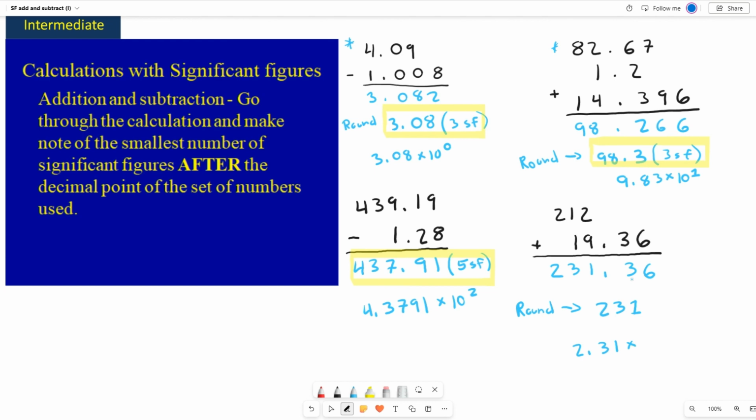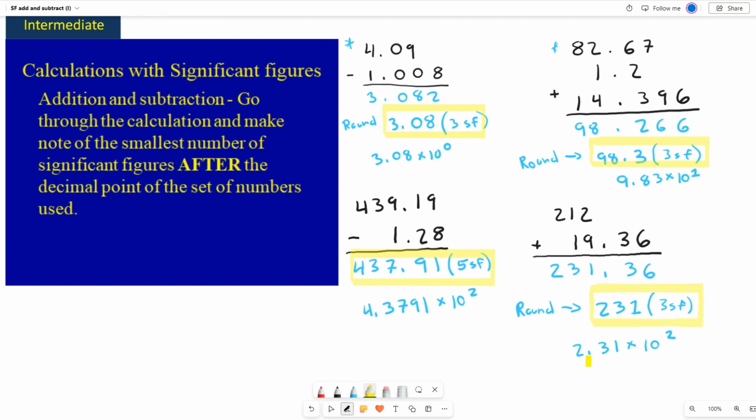2.31 times 10 to the 2. And again, the number out in front of the multiplier is between the size of 1 and 10. So that's why we put the decimal point where it's at, and we have 3 significant figures there, and in our answer we have 3 significant figures as well. So that would be the answer to the fourth problem.